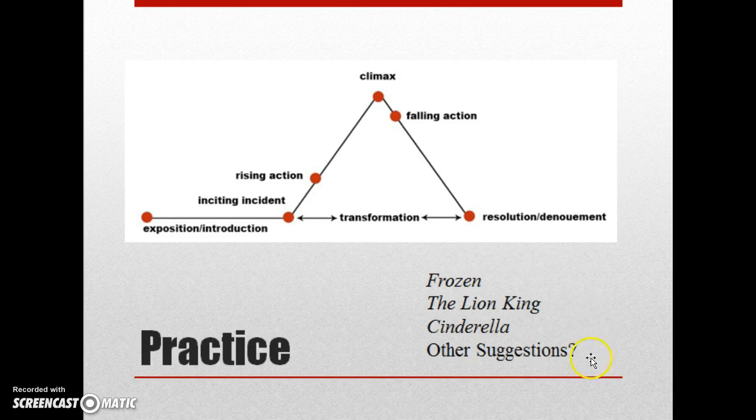There's a lot of different stories you could use to do that. We just did Cinderella. You could also sort of think this through with the movie Frozen, The Lion King, as I said before, Star Wars, The Lord of the Rings, just about any superhero movie will kind of work for this. So do keep in mind, in your own narrative, you do not have to follow this exactly.